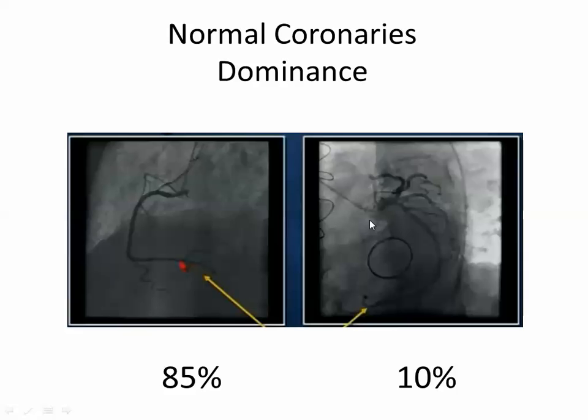Interventricular septum, interventricular plane, and the atrioventricular plane. So you expect the RCA will be here, and this is the lateral wall supplied by the LCX. This is the inferior wall, also supplied by the LCX, so it's left dominant, 10%.